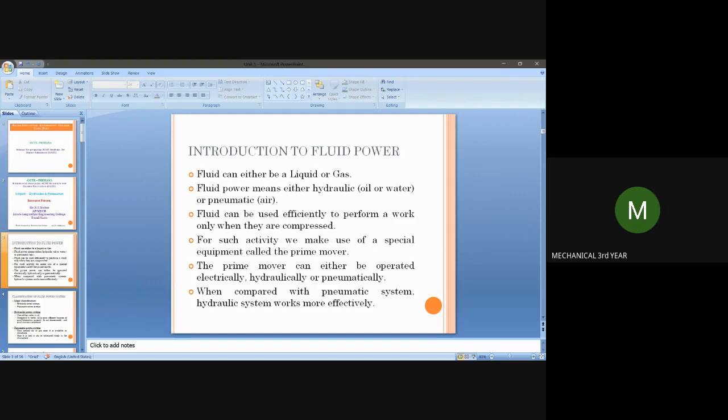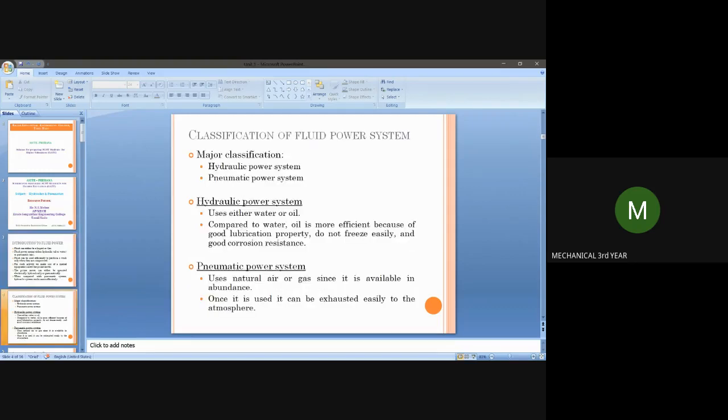So the hydraulic system is meant for lifting heavy loads at low speeds, whereas the pneumatic system is meant for lifting low loads at a higher speed. That is the difference. The next thing, we'll move on to the next slide. We have the classification over here, so we'll see the classification in detail.